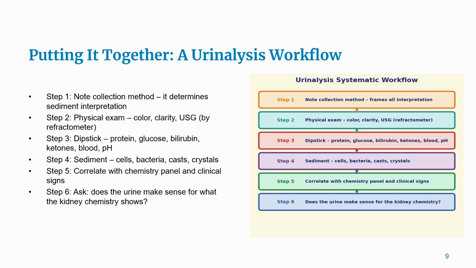A dog with elevated creatinine and a USG of 1.040 might actually be a pre-renal problem. A dog with elevated creatinine and a USG of 1.010 has primary renal disease. The urine is the interpreter of the chemistry.